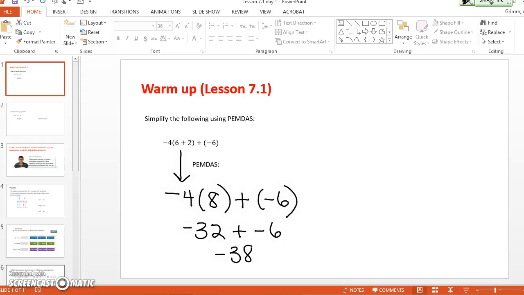What's going to make some of this hard is that you do have to remember all of your rules for adding, subtracting, multiplying and dividing. All right, so let's look at the new way that I'm going to show you today.